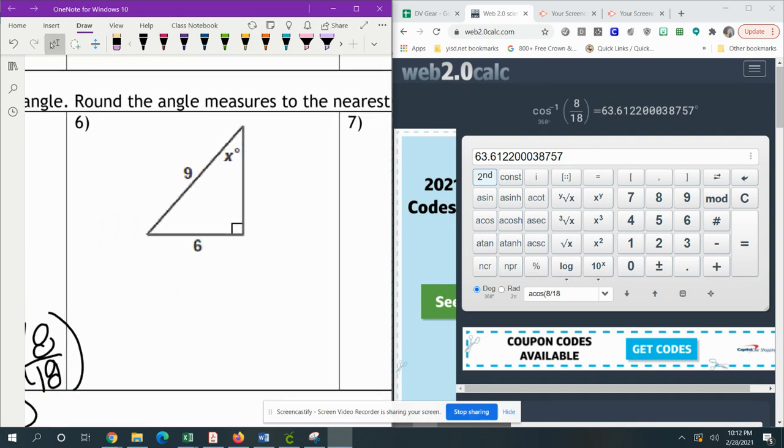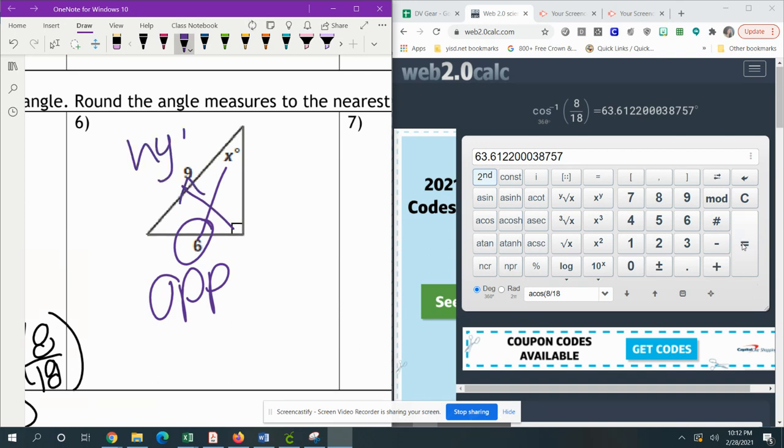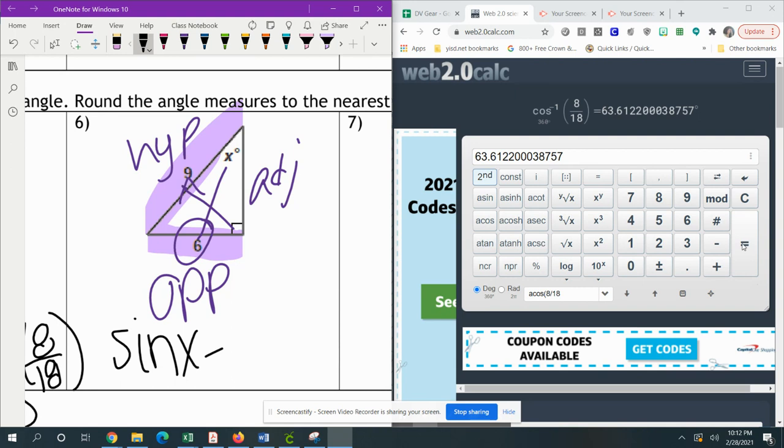So here we go, we have another one. This one is opposite, because it's opposite the angle we're looking for. This one's my hypotenuse. That makes this one the adjacent. But really, the adjacent doesn't matter here because they give us the hypotenuse is 9 and the opposite is 6. So that means we're going to have to use sine. So we do sine of x degrees, we don't know what it is, that's what we're looking for, equals our opposite, which is 6, over our hypotenuse, which is 9.